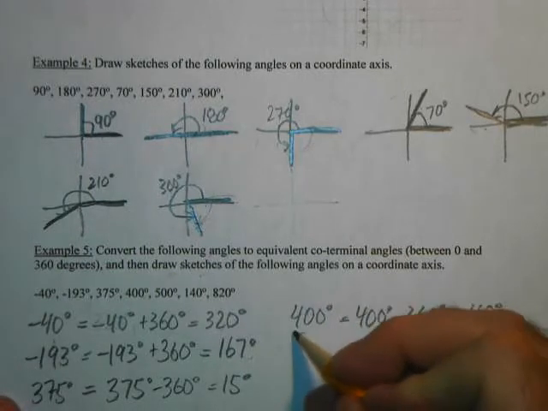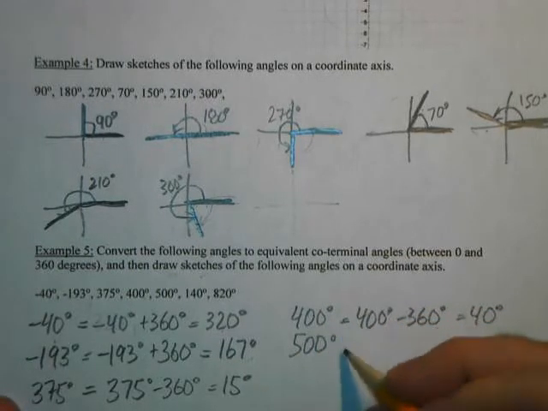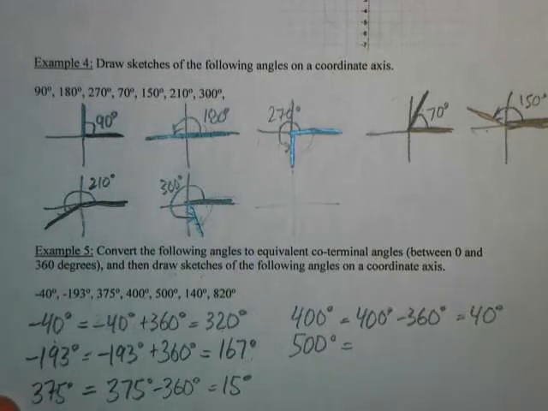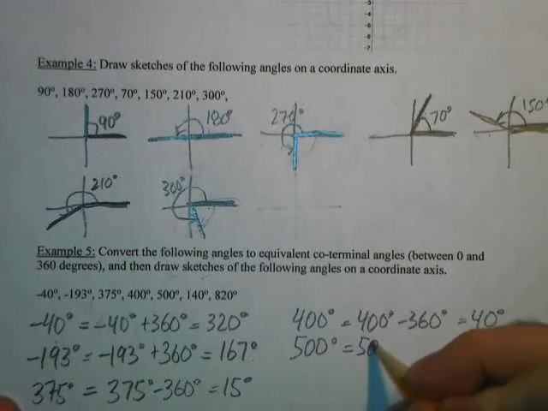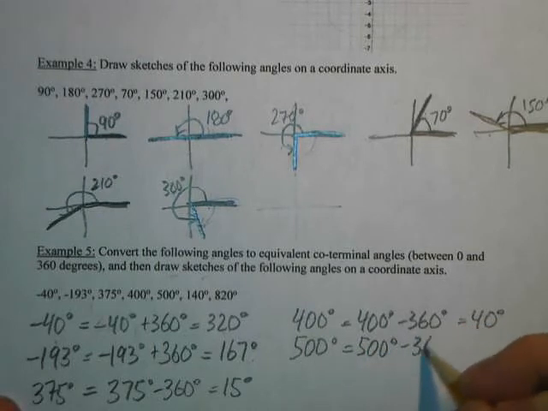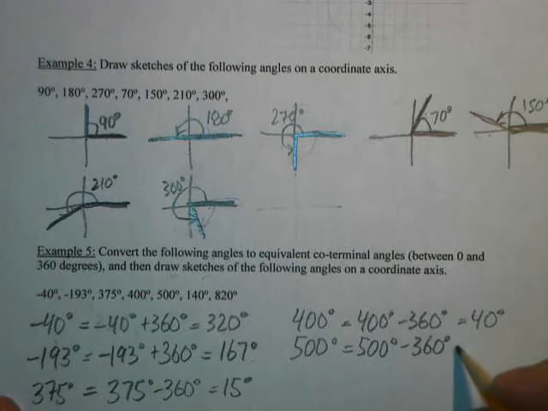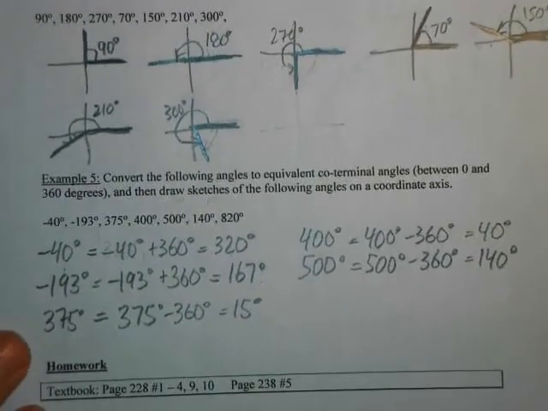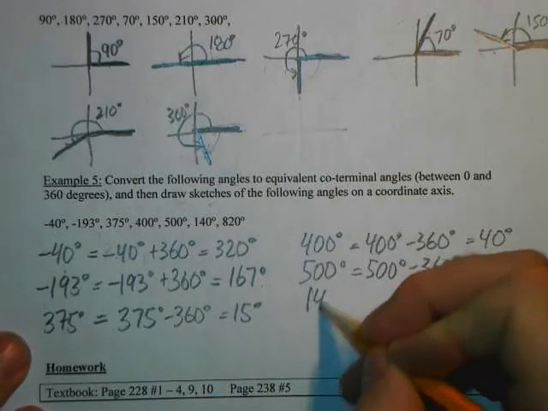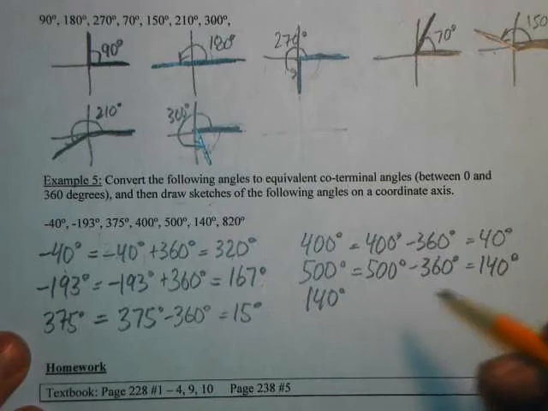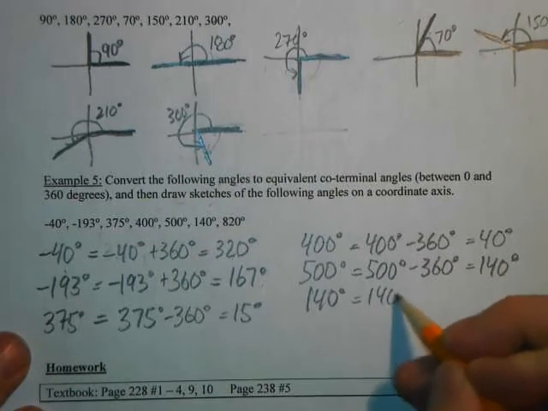Try 500 degrees. So start with the 500. Again, we're going to subtract. It looks like 360 would be enough to bring it between 0 and 360. So that actually leaves us with 140, and that's good. So 140 degrees and 500 degrees, coterminal angles. 140 degrees, well, that's already within the range, so I don't have to do anything with that.